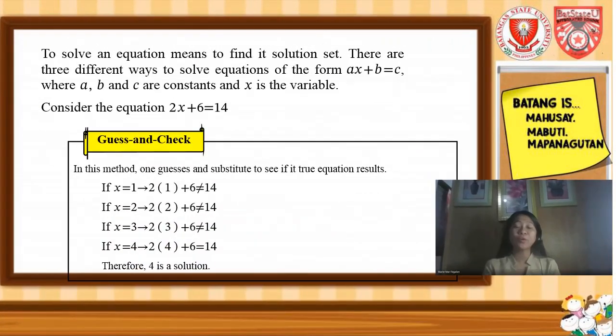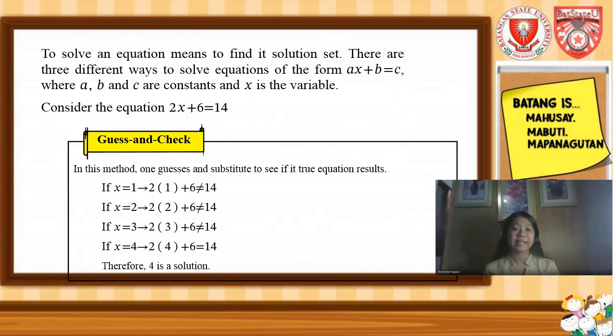So to solve an equation means to find its solution set. There are 3 different ways to solve an equation in the form of ax plus b is equal to c, where a, b, and c are constants or real numbers and x is the given variable. Let us consider the equation 2x plus 6 is equal to 14. The first way to solve the equation is guess and check.